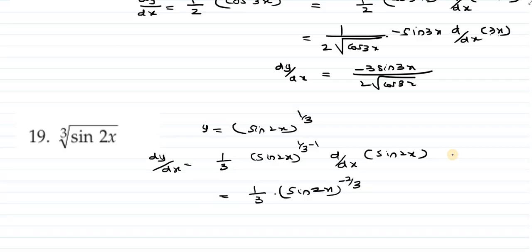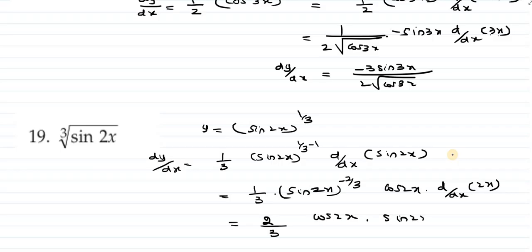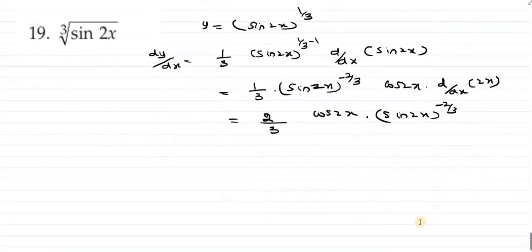So differentiation of sine 2x is cos 2x into d by dx of 2x. So it will be 2 by 3. Differentiation of 2x is what? 2. So 2 by 3 cos 2x into sine 2x to the power minus 2 by 3. Is it clear? You can bring that to the denominator and write it as a positive power. That's up to you. Okay.